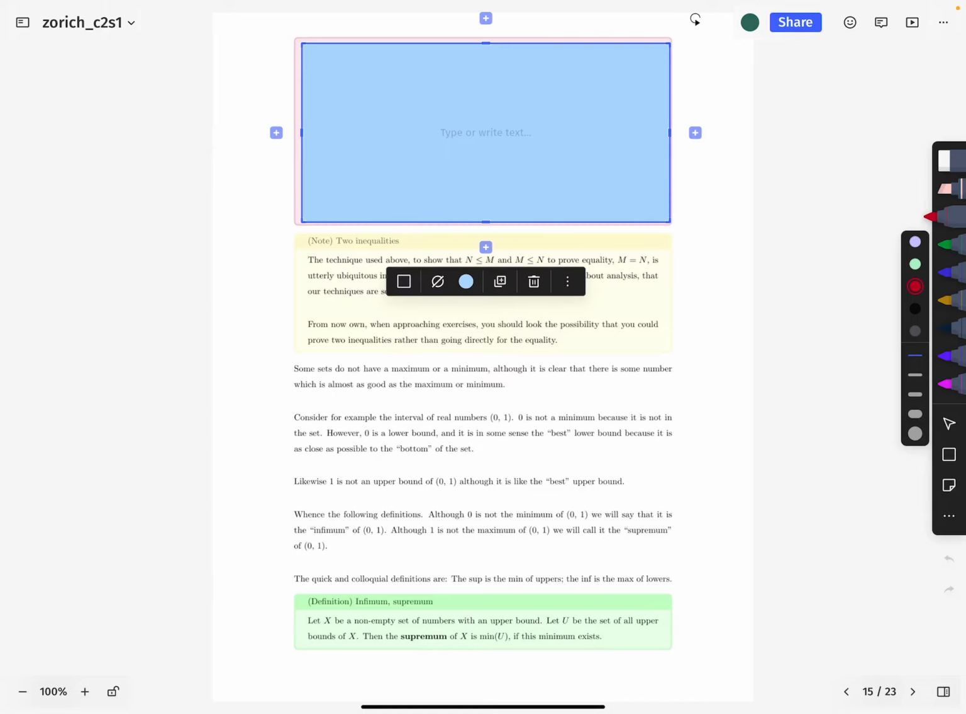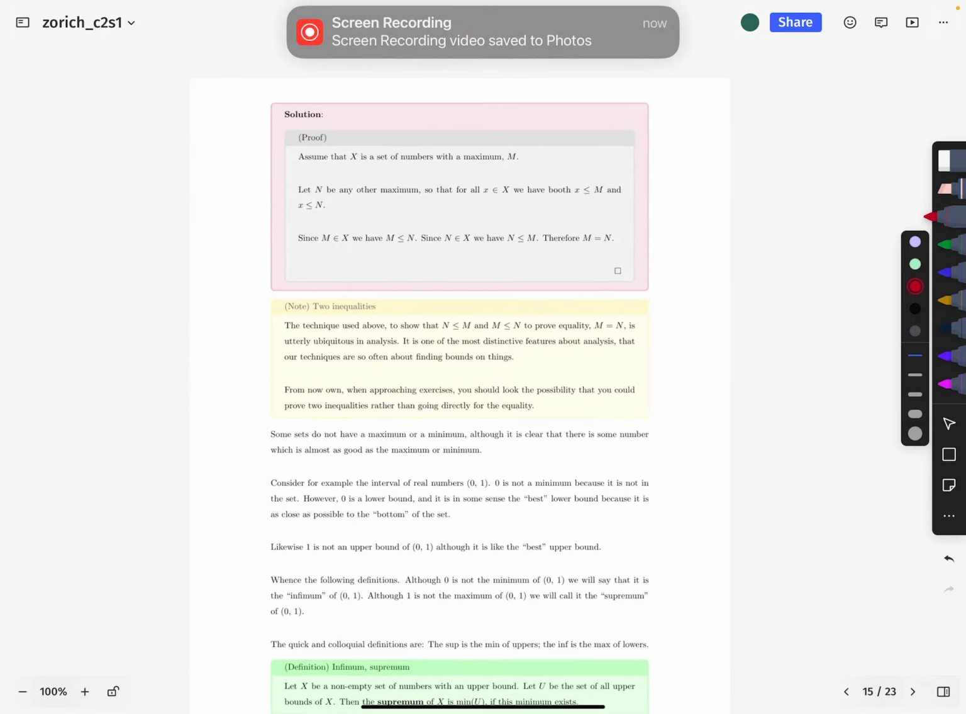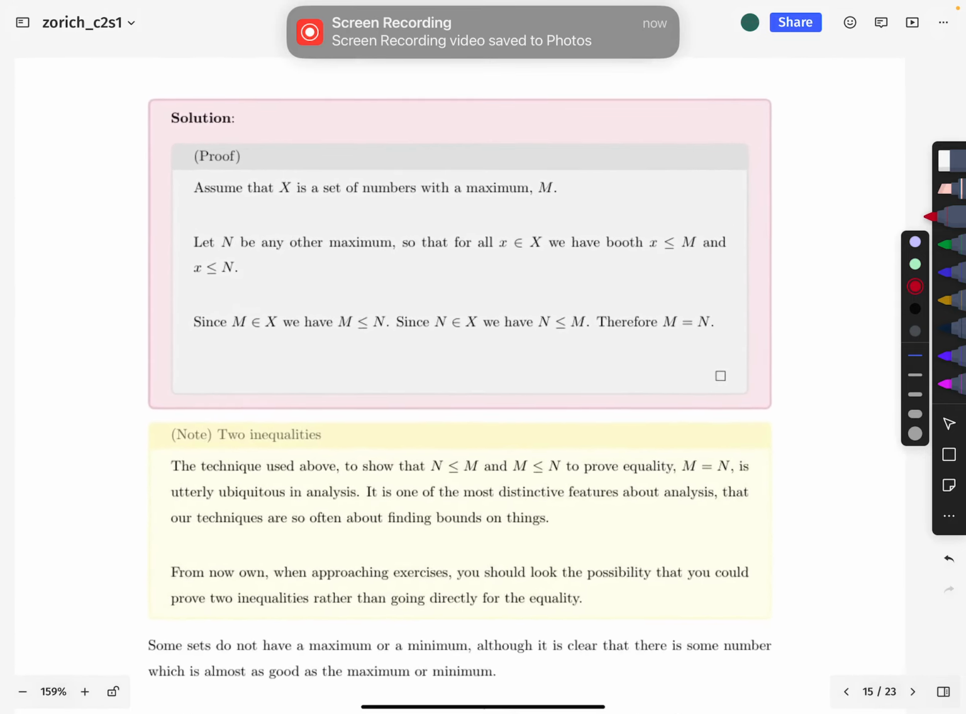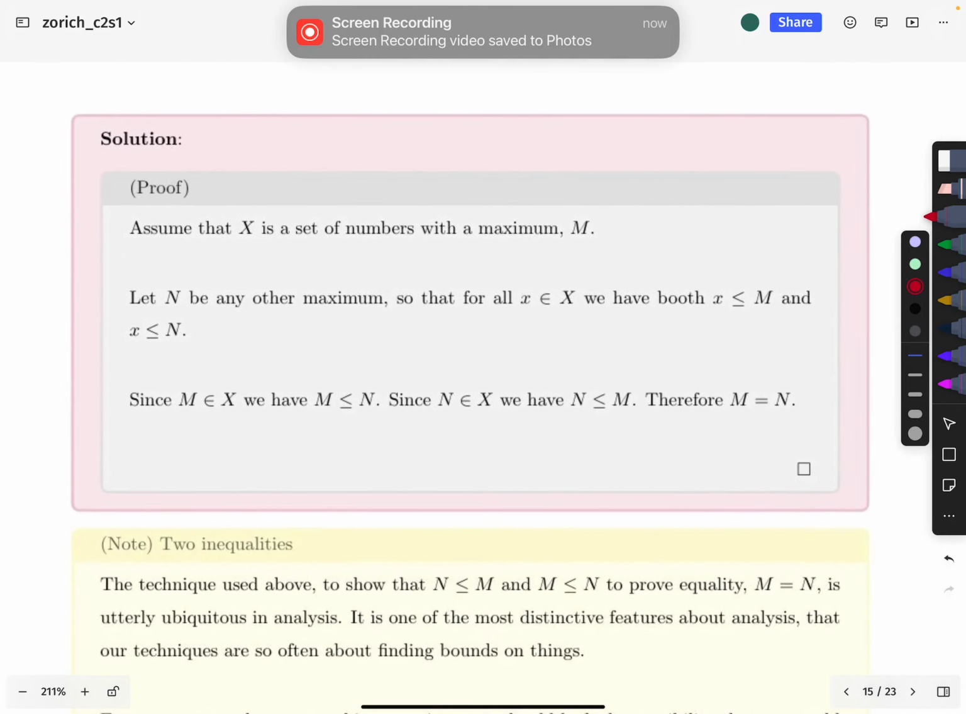Welcome to the next video in the real analysis video series, and in this video we will be proving the claim that we stated at the end of the previous video, this exercise, to show that if a set has a maximum, then that maximum must be unique.